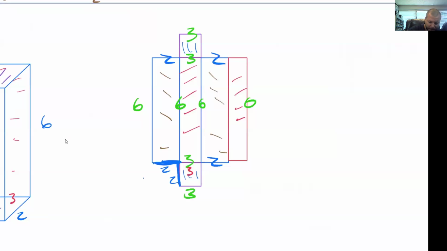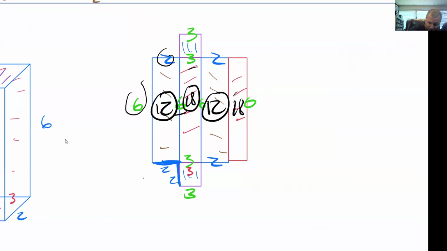So if we found some areas, 6 times 2 is 18. So this is also going to be 18. 6 times, whoa. Did I really say 6 times 2 is 18? 6 times 2 is 12. 6 times 2 is 12. 6 times 3 is 18. So this is also 18. This is 6, and this is 6.